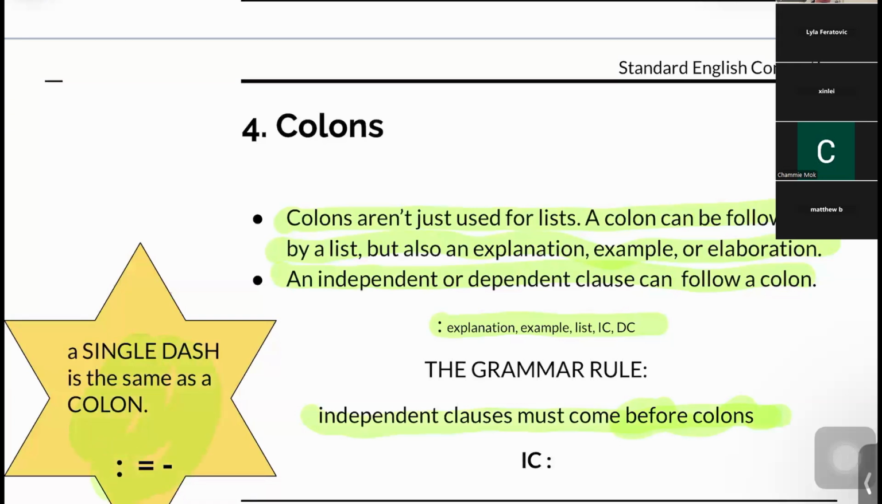The SAT doesn't really do this anymore, at least not that I have seen, but keep locked away in the back of your mind that a single dash, which is not an em dash, but a shorter dash, is functionally the exact same thing as a colon. And same rule, it has to be an independent clause and then in this case, a single dash. Okay, but lock that in: independent clause, colon, and then anything goes after the colon.